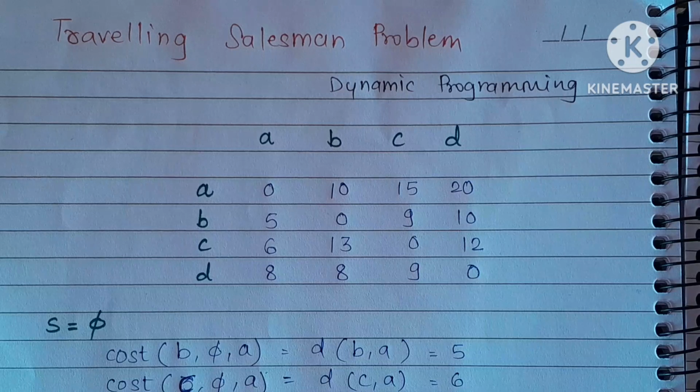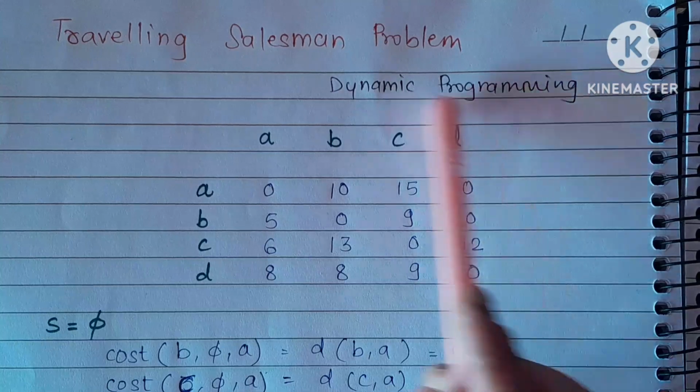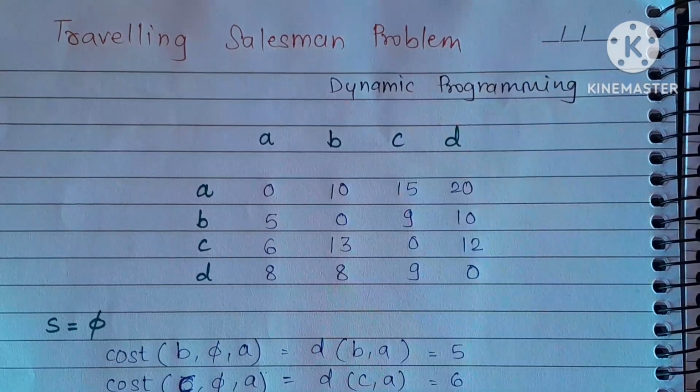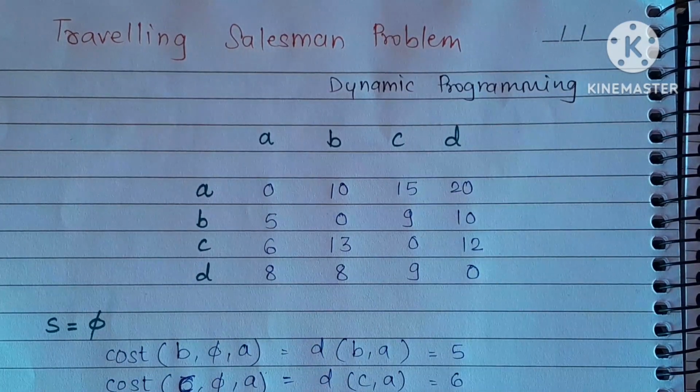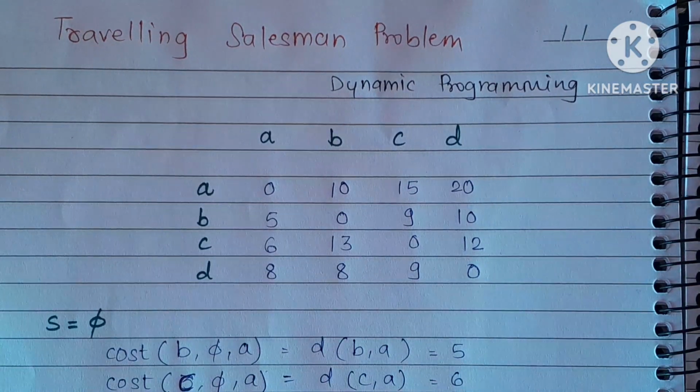In order to solve this problem, we can use the brute force approach. For n vertices or n cities, (n minus 1) factorial possibilities exist. Since the graph we are going to operate on has 4 vertices, there are 4 minus 1, that is 3 factorial, which equals 6 possibilities or paths with which the salesman can complete his journey.